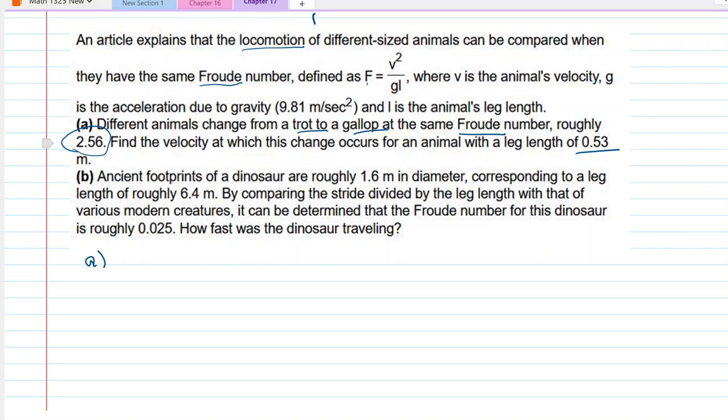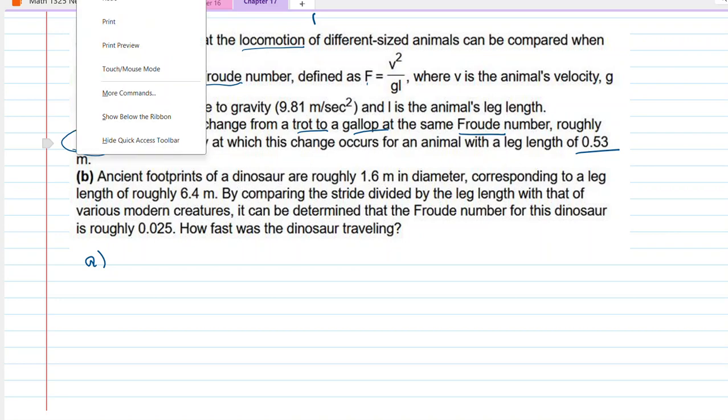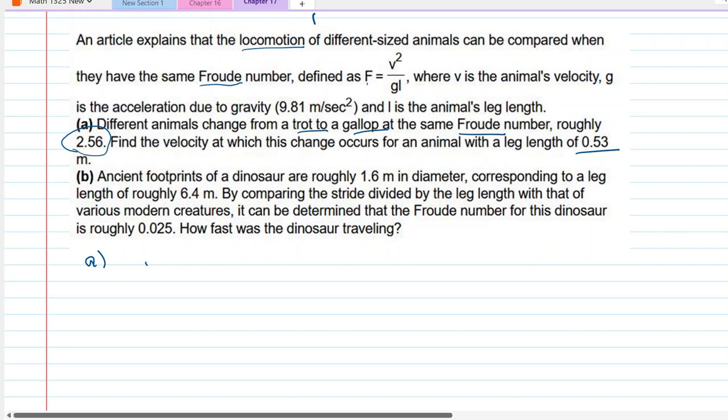So the leg isn't very long, is it? Okay, because a meter is a little bit longer than a yard. So this is a little half. So it's not a very long leg, but we're going to find out what the velocity is.